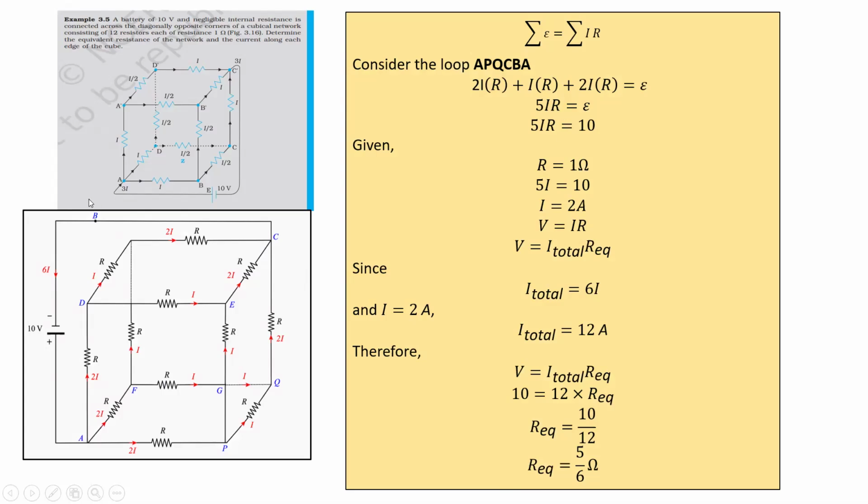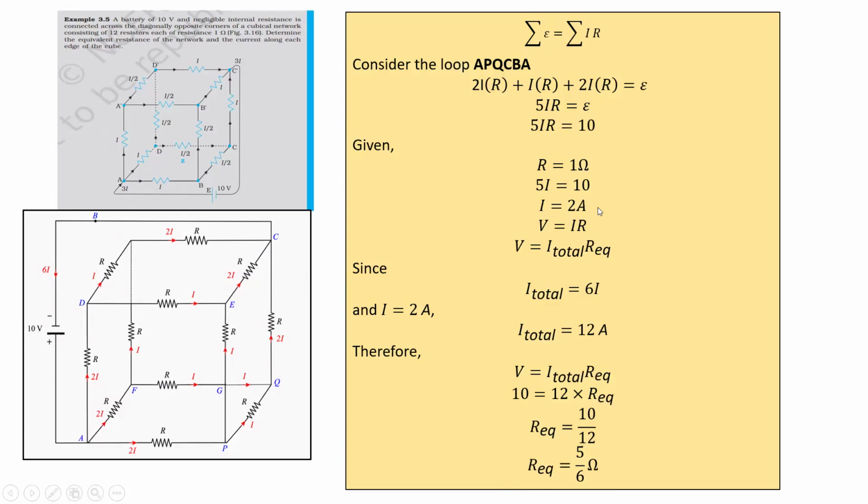That's all. That is equal to the algebraic sum of EMF, which is E. I'm moving from negative to positive, so EMF is E. 2I R plus I R plus 2I R, that is 5I R equal to E. Now I'll substitute the E value, that is 10. 5I R equal to 10. But what is given in the question? R value is 1 ohm. So we substitute, and I'm getting 5I equal to 10. Therefore, I equal to 2 ampere.